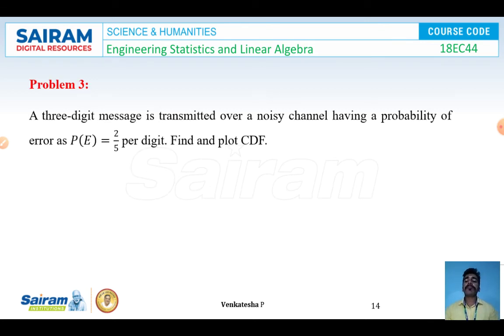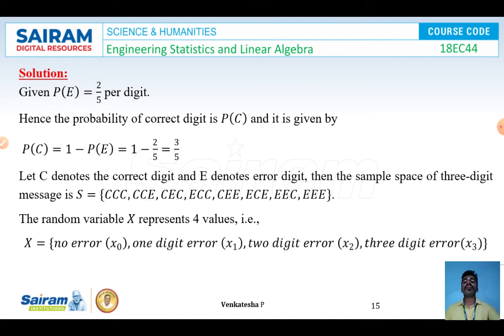Problem number 3. A 3-digit message is transmitted over a noisy channel having the probability of error P of E, that is 2 by 5, given per digit. Now find and plot the cumulative distribution function. What they have given is the probability of error per digit, P of E, which is 2 by 5 per digit.